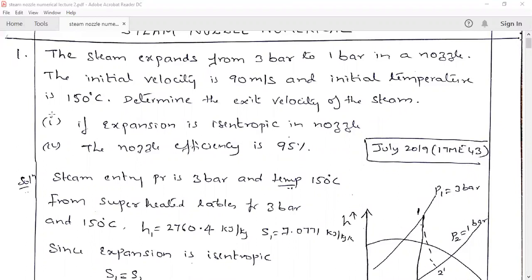So here you have two cases. If the expansion of the steam is isentropic, and if the expansion of the steam is with nozzle efficiency of 95%. This problem was asked in July 2019.